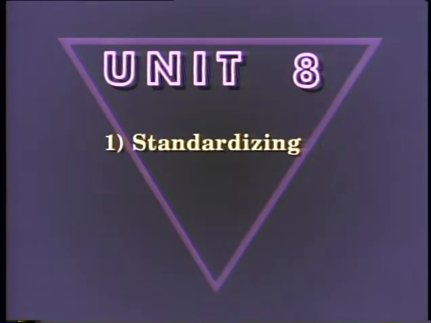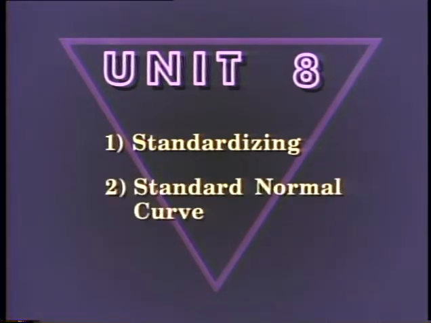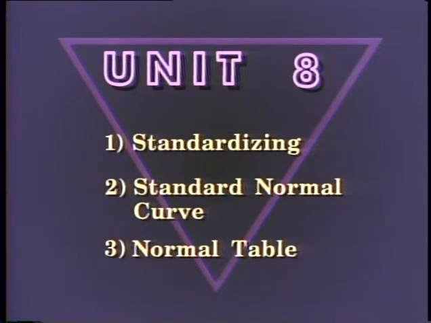We'll see that when we work with normal distributions, we can standardize our measurements, which means to translate them into units of standard deviation. We'll see that we represent standardized measurements with the standard normal curve, which has a mean of 0 and a standard deviation of 1. And we'll learn to use the standard normal table to find the percentage of observations lying below a specific point on the standard normal curve.